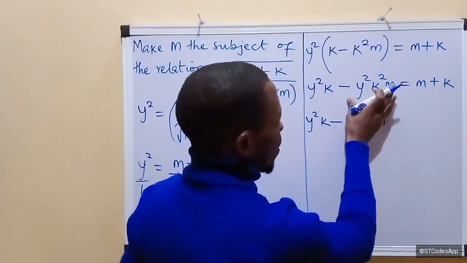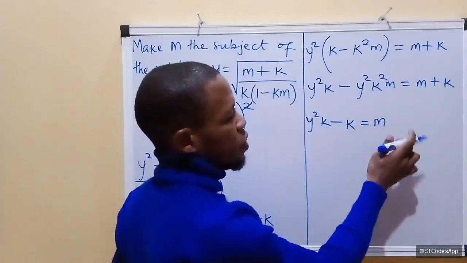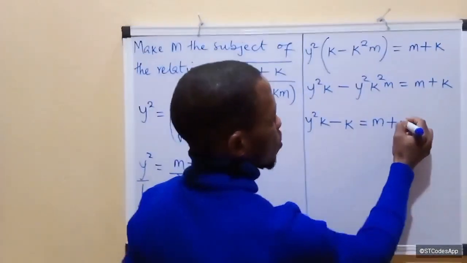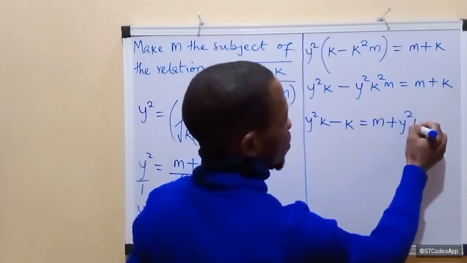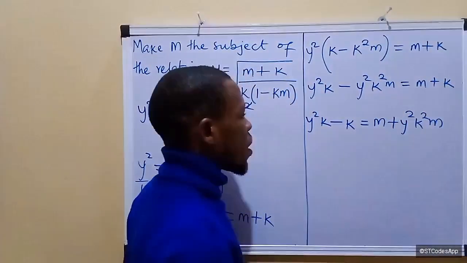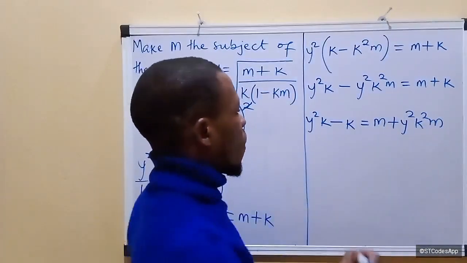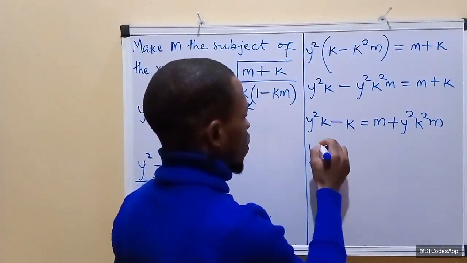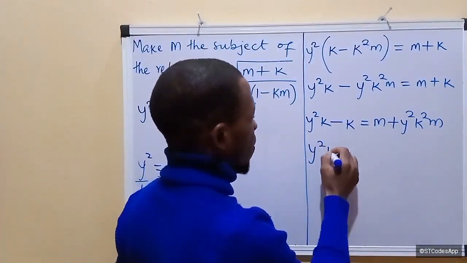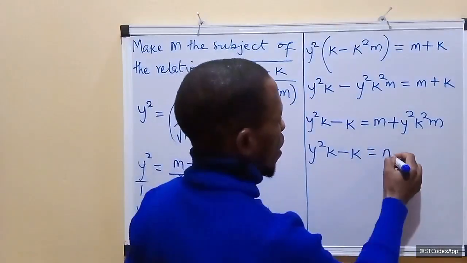Then I'll move this other term to the right side of the equation. The sign is going to change from negative to positive. So I'm going to have plus y squared k squared m. Now at this point we are going to factor out m. I'm having on the left side y squared k minus k is equal to m.